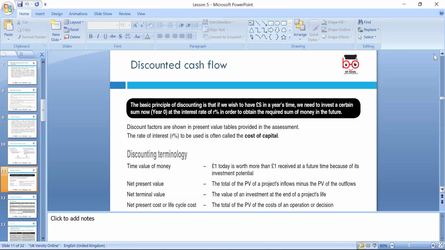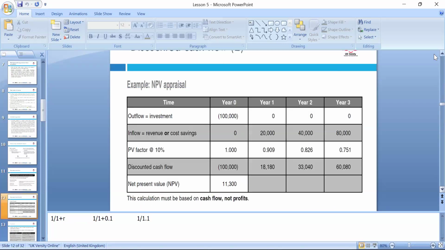$1 today is worth more than $1 received at a future time because of its investment potential. Net present value is the total of PV of project inflows minus PV of outflows, the value of an investment at the end of the project life cycle, and we can also look at the total PV of costs in an operating decision. So we have an outflow, which we invested, of 100,000. We have inflows we are getting of 20, 40, and 80. So for the value of money, if we depreciate by 10%, it is 1 divided by 1 plus R. R is known as the discount factor.